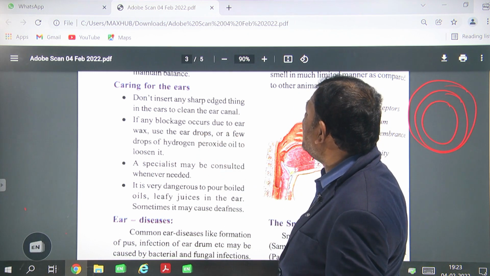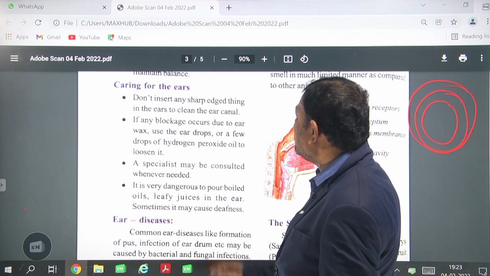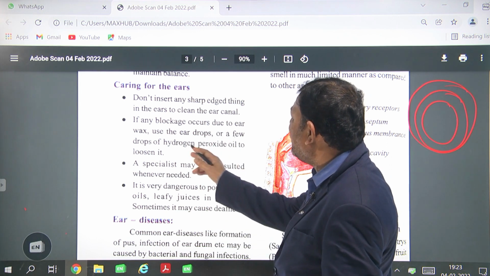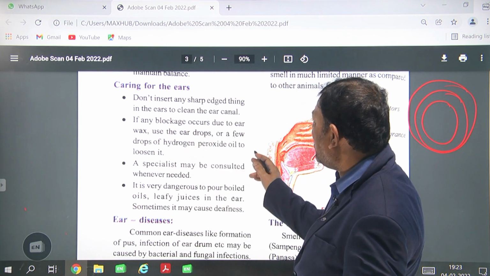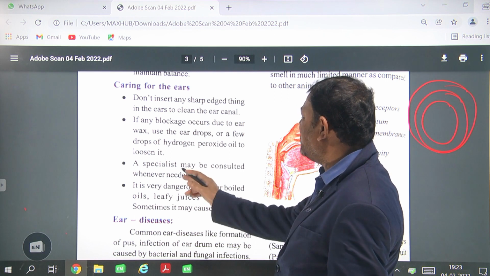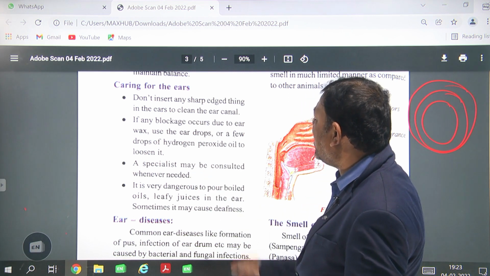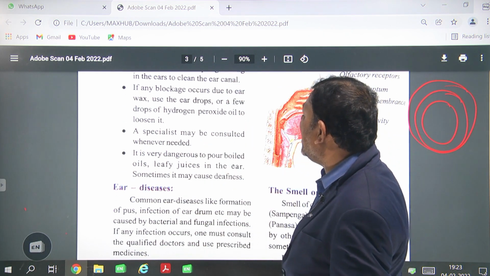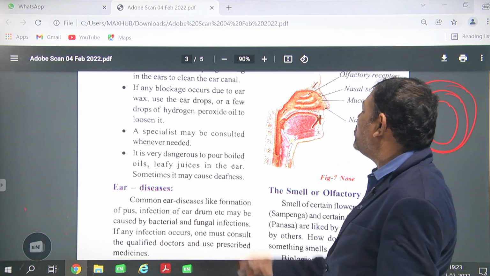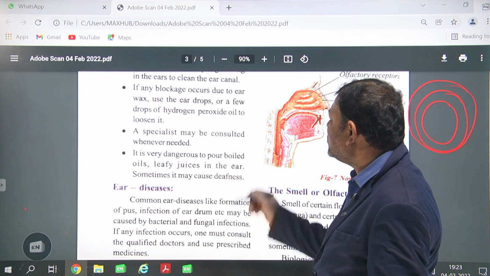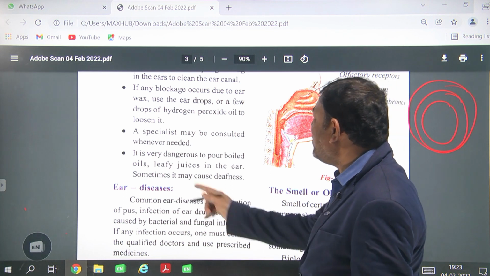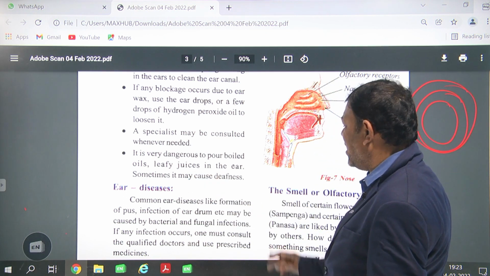So, don't insert any sharp-edged things in the ears to clean the ear canal. If any blockage occurs due to ear wax, use ear drops or a few drops of hydrogen peroxide oil to loosen it. A specialist may be consulted whenever needed. It is very dangerous to pour boiled oil or leafy juices in the ear. Sometimes it may cause deafness.